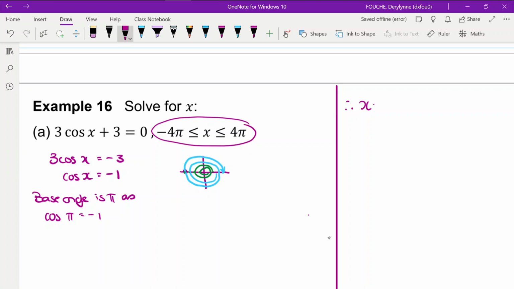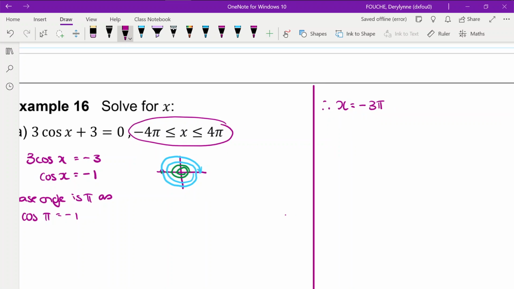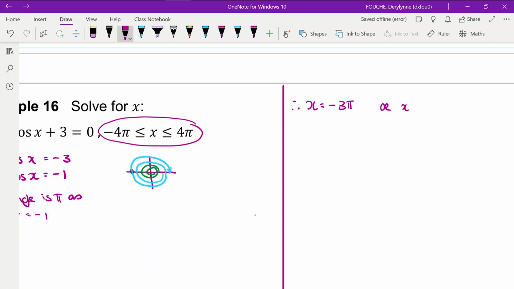Therefore x is going to have to be negative 3 pi, or x will have to be negative pi, or x is going to be pi, or x will be 3 pi.